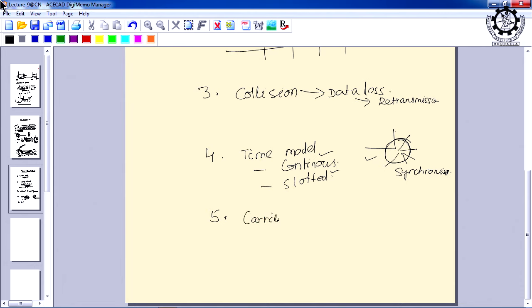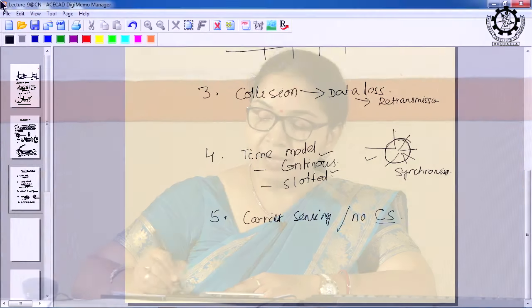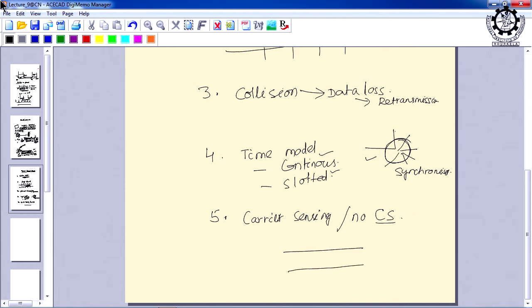What do you mean by carrier sensing? Carrier sensing or no carrier sensing. What is the carrier here? The channel. Every node that is connected to the channel should have the provision of sensing the channel, meaning to understand what the other nodes are doing at this time. And they have a specific kind of message, you can say they can send a beacon message.